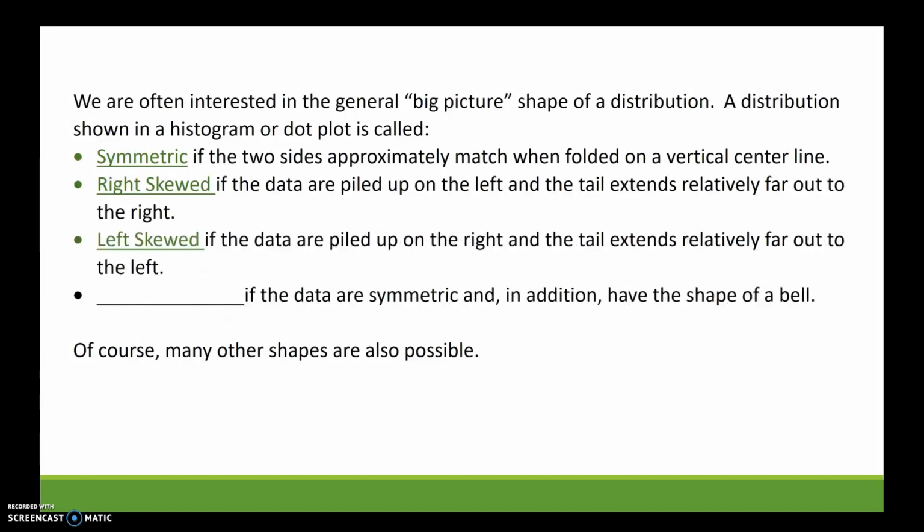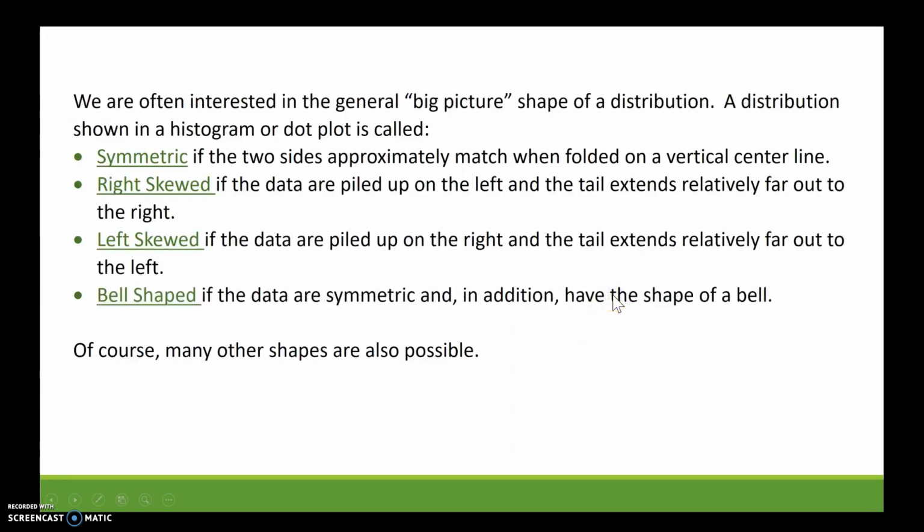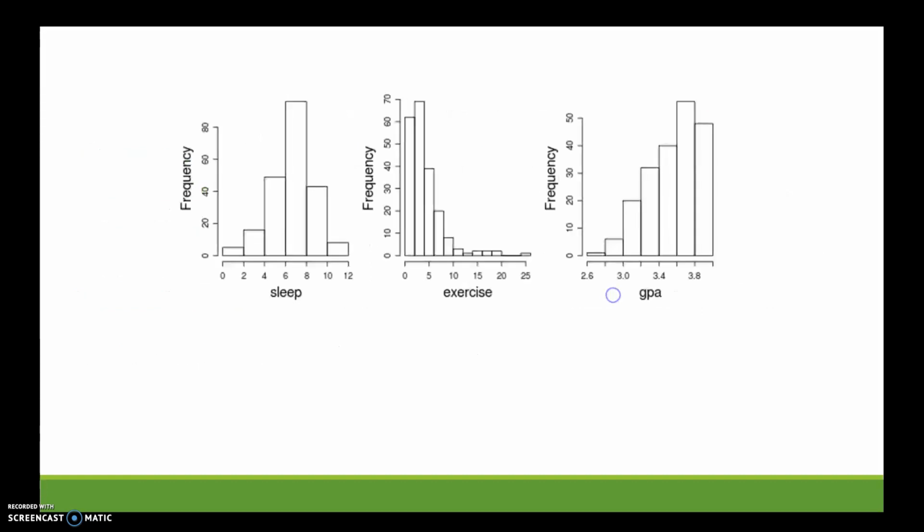Left skewed is similar, except now all the data is going to be piled up on the right side, and then it's going to be pulled to the left. And then finally, if the data is symmetric and has a bell shape, then we call it bell-shaped data. And there's many other possibilities, but these are going to be the ones that we're going to focus on. So let's look at some examples.